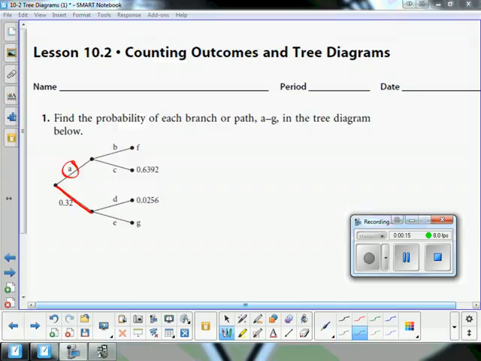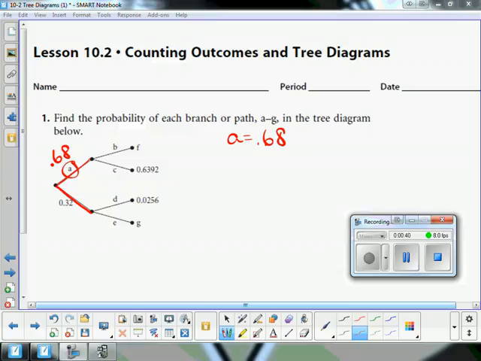Well, if you look at the two red branches, what should they add up to? 1. So if the bottom branch there is 0.32, then the top branch has to be 0.68. So there's our A, 0.68. Hopefully that wasn't the tough part. It's from there that you have to figure out some of the missing parts with dividing.